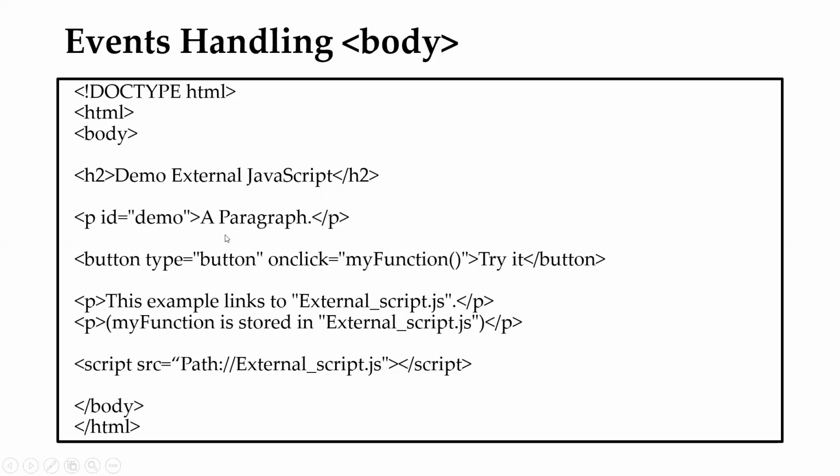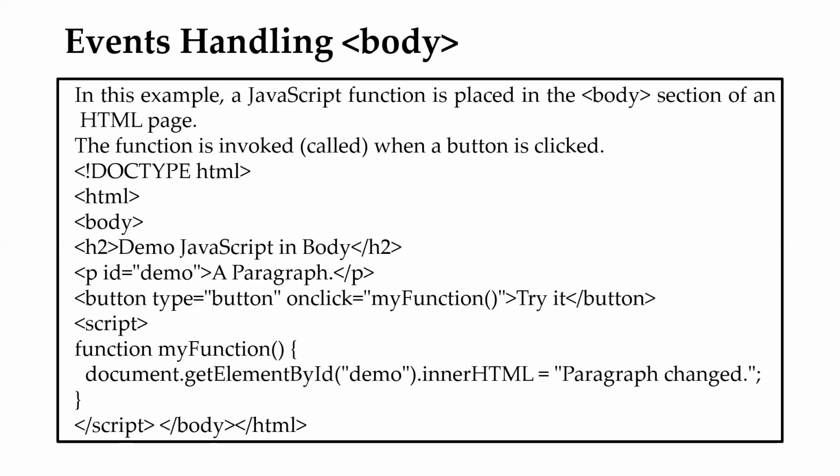The function in the body section, after the page loads. Demo external paragraph in the body section. Here the button type calls myFunction on click, from the external JS. In the external JS file we have the myFunction content. Once the button is clicked, myFunction is called, and whatever text is available in myFunction will be displayed in the browser.